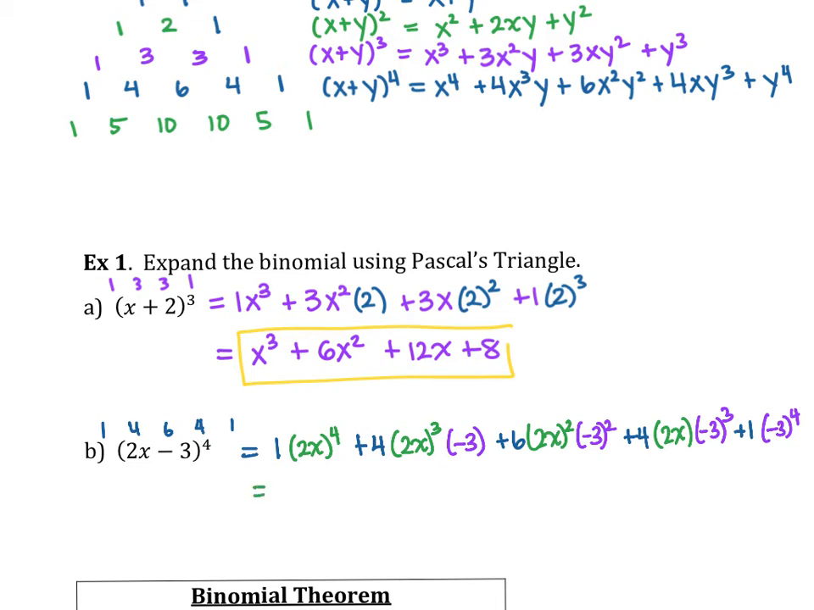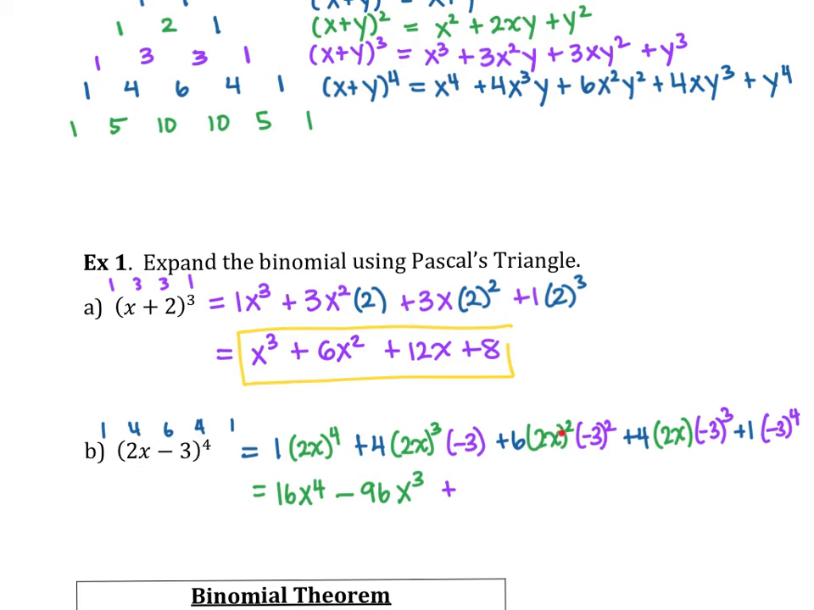Okay, 2x quantity to the fourth. 2 to the fourth is 16, so this is 16x to the fourth. Okay, 2 to the third is 8. 8 times 4 is 32. 32 times negative 3 is negative 96 x to the third. Okay, now let's go to the next one.